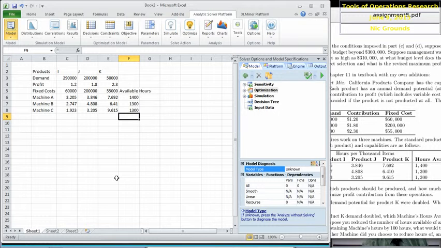Okay, so that should capture just the parameters of the situation, the model that we believe is accurate for the world. That is, how many product units we can sell, how much we're going to have to pay our salespeople to sell them, how much profit we make on each one, and how long it takes on each machine to build each product.